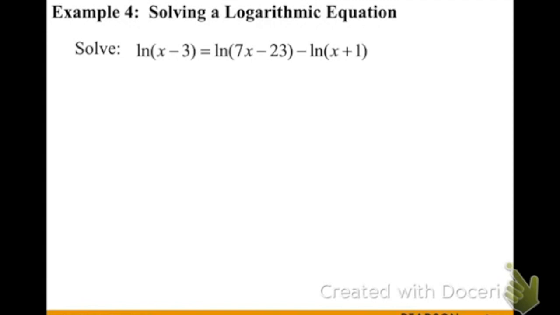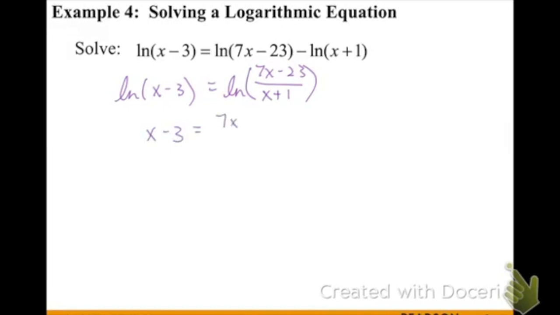Look at example 4 with me. We have the natural log of x minus 3 equals the ln of 7x minus 23 minus the ln of x plus 1. The first thing I notice is that I can condense my logarithms on the right side of the equal sign, and I'll do that by division. Now I have one natural log equaling another. The bases are the same, so I can simply set those log values equal to each other. So x minus 3 equals (7x minus 23) over (x plus 1).